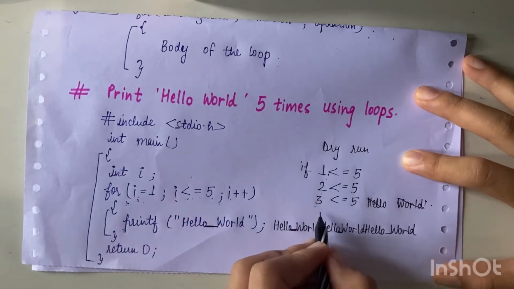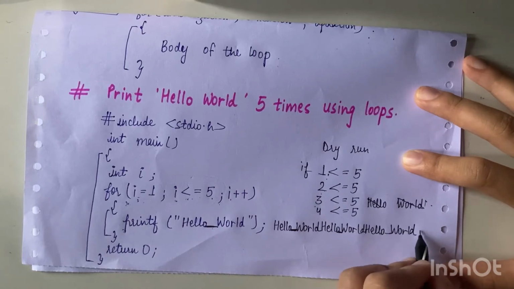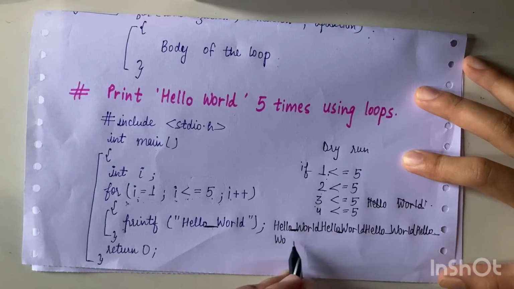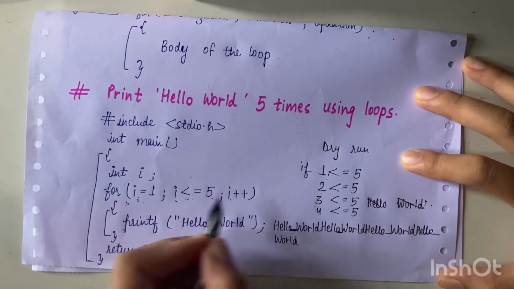Next time i will be 4, 4 less than or equal to 5, condition true. Again hello world will print. I'll use the next line because there is no space here. Hello world. Then again i will update.